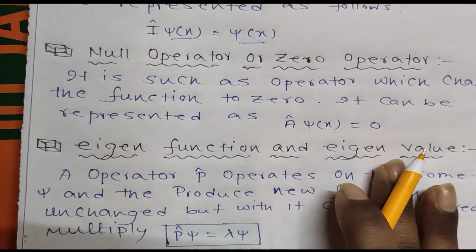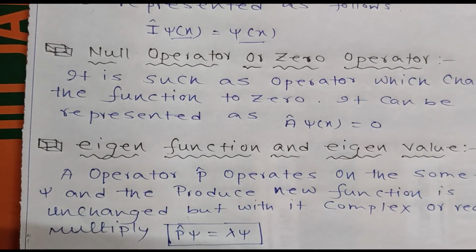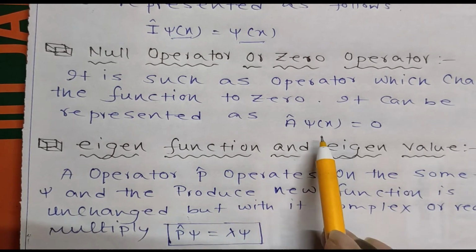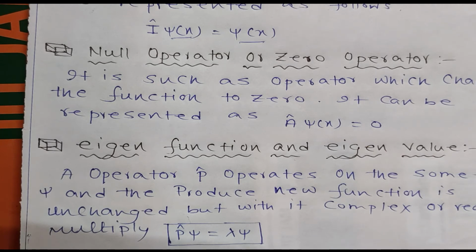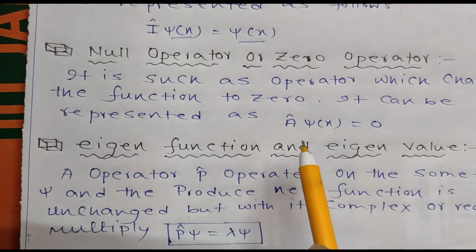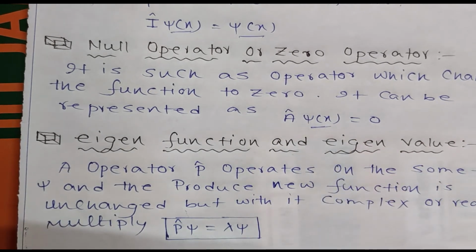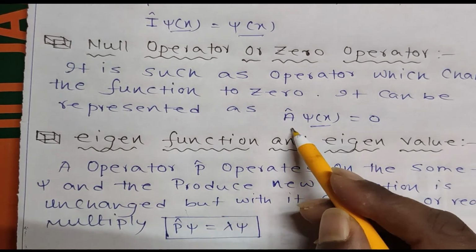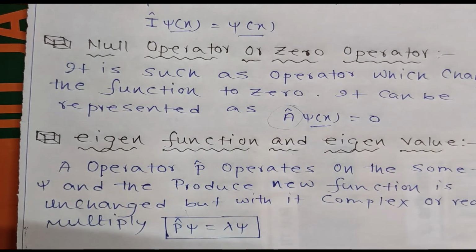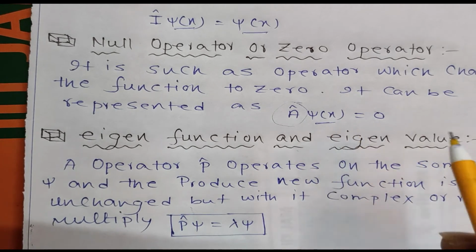And the next topic is the null operator or zero operator. What is the null operator? It is an operator which changes the function to zero. That is, the new function is reduced to zero. So A psi(x) is equal to 0, where psi(x) is the wave function or operand and A is the operator. After this operation the function becomes 0.